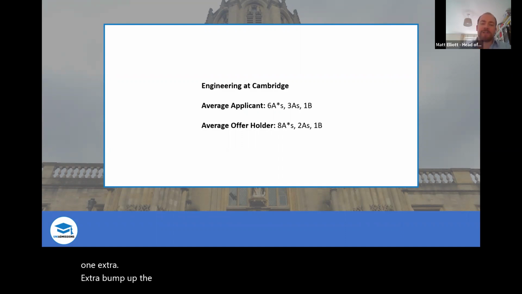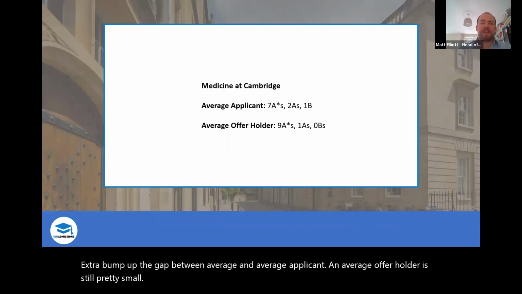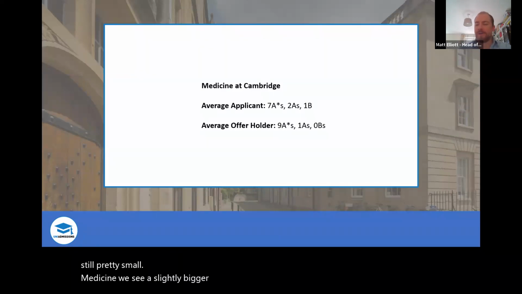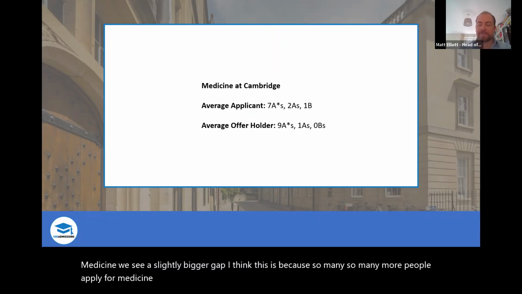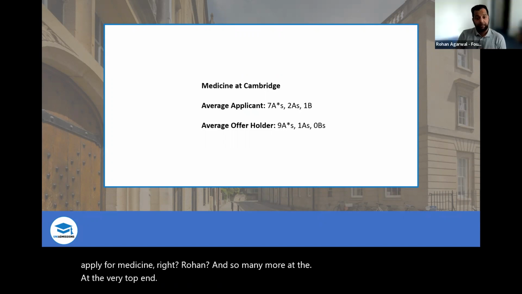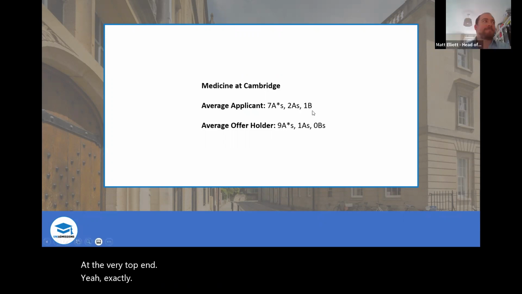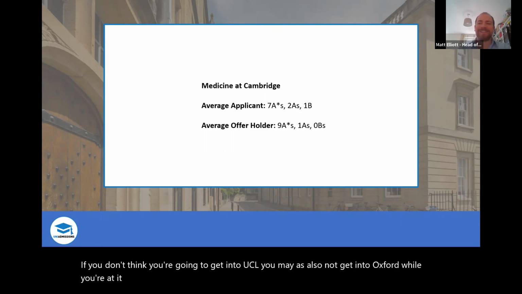The gap at GCSE between average applicant and average offer holder is still pretty small. Medicine, we see a slightly bigger gap. I think this is because so many more people apply for medicine, right, Rohan, and so many more at the very top end. Yeah, exactly. To a certain extent, some people just try it because they're already applying to some very competitive universities. But yeah, that's why. If you don't think you're going to get into UCL, you may as well also not get into Oxford while you're at it, or Cambridge in this case.